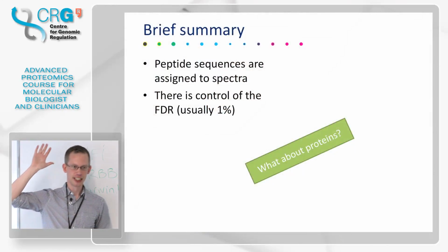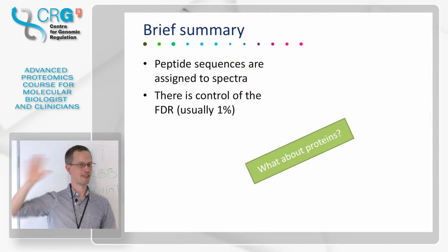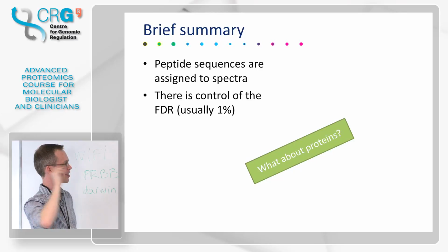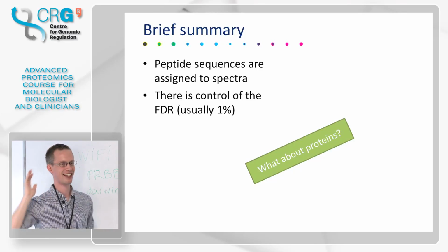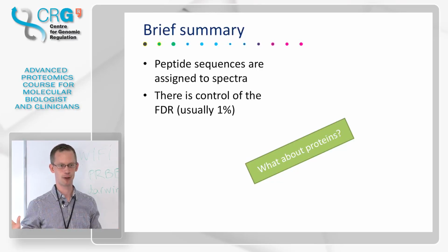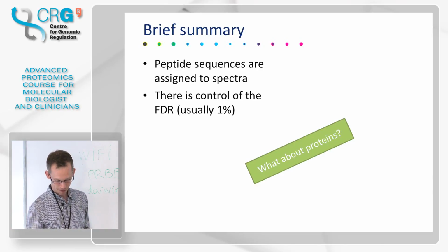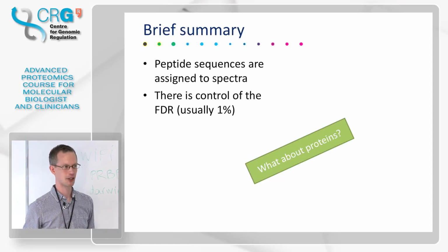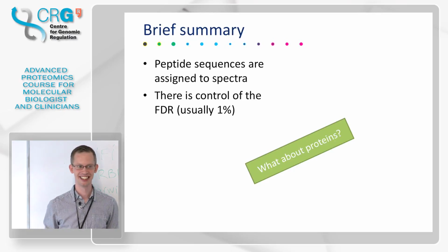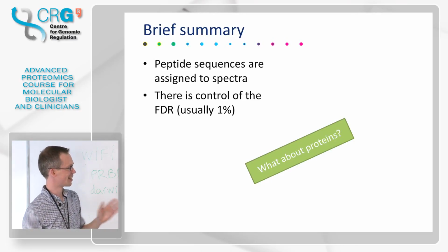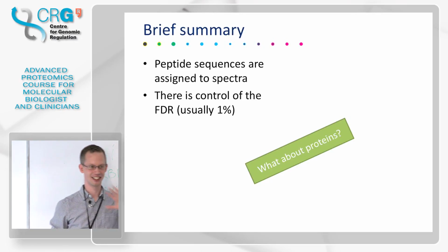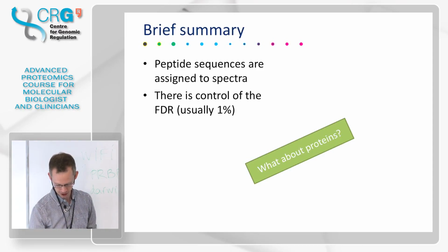Okay, what you should know by now, if you forgot everything else, is that we have peptide sequences that are assigned to spectra in this workflow, and there's control of the FDR. So now we're almost there, right? Because I haven't talked about proteins yet, and that's often what we're actually interested in. We have sequences, and we have FDR in control. So now there's a bit about proteins.